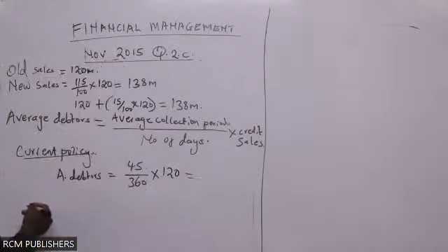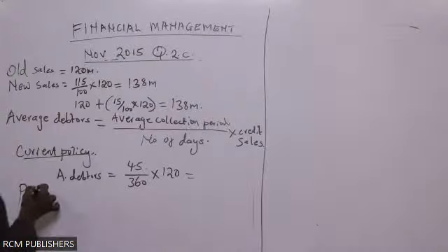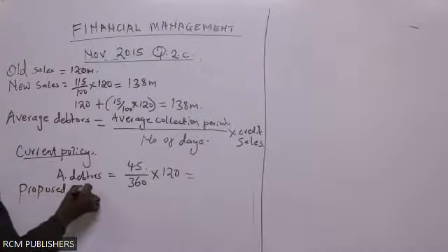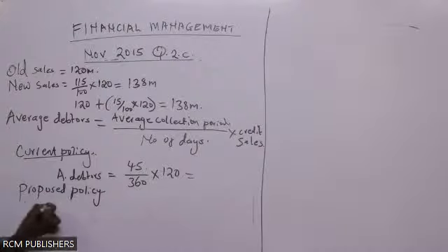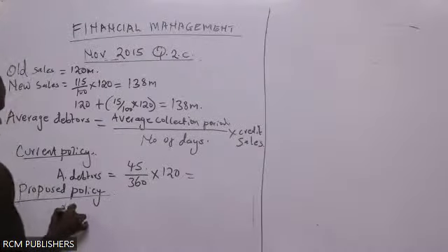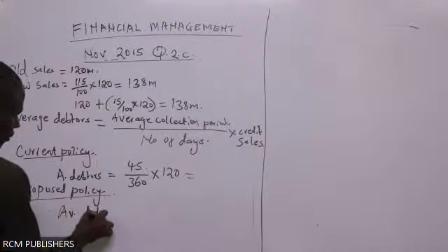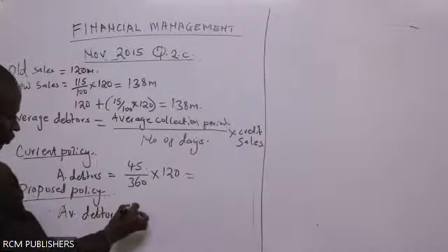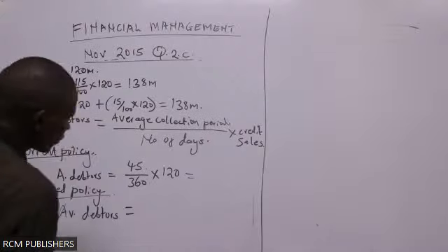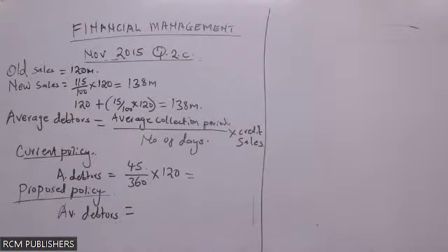What about now for the proposed policy? The policy that we want to compare. Have we been given the correction period? We need to get average data. Yeah, proposed policy. What is the change?